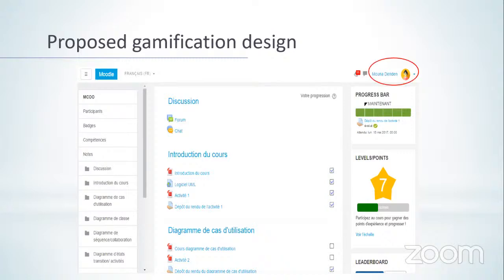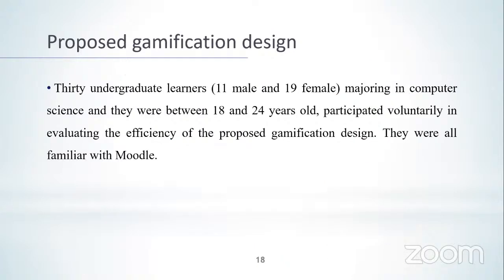So to evaluate the effectiveness of the proposed gamification design, an experiment was conducted with 30 undergraduate learners majoring in computer science and aged between 18 and 24 years old. They are all familiar with Moodle. So they participated in an experiment where they took the intrinsic motivation inventory as a pretest. Then they learned using the gamified and self-determined model for 3 months. And finally, they retook the intrinsic motivation inventory as a post-test.